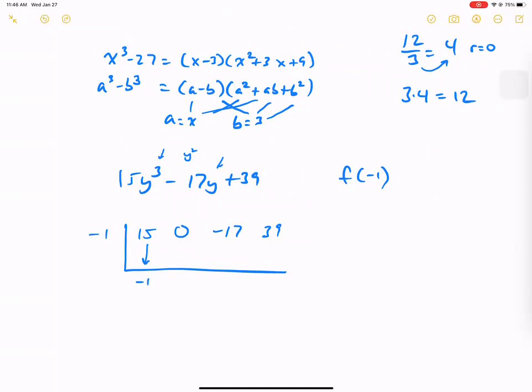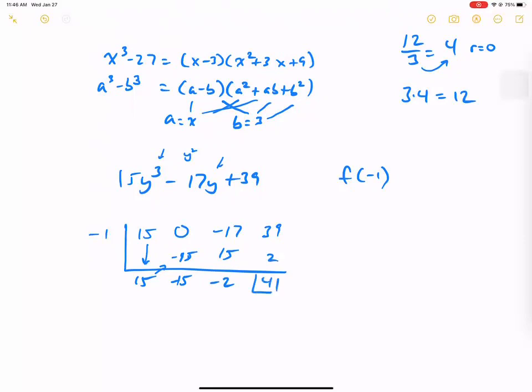So bring it down, 15. I'm sorry, I copied that wrong. So that's 15. Bring the first one down for me. We multiply up to become -15. We bring it down, becomes -15. Multiply up to become positive 15. Bring it down, becomes -2. Multiply up becomes positive 2. And we're left with 41.